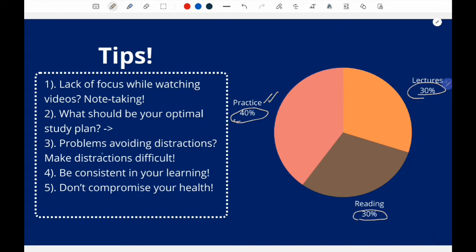And coming to the third thing, do you have problems avoiding distractions? Then make distractions difficult. For example, if you're distracted by your phone notifications, one thing you can do is keep your phone far away or in a place which is difficult to reach. That would be helpful. And be consistent in your learning. It shouldn't be that you learn for 1 week continuously, then you're not in touch at all for 1 month or 2 months, and then you just revise. That is not going to help. You have to put in consistent learning. Maybe devote half an hour daily, which is more than enough. And when you do it over a long time, like 1 month, it is a good enough effort from your side.